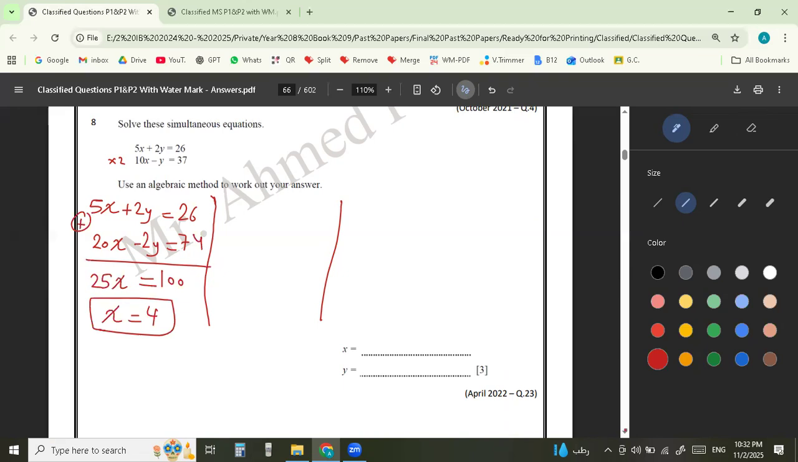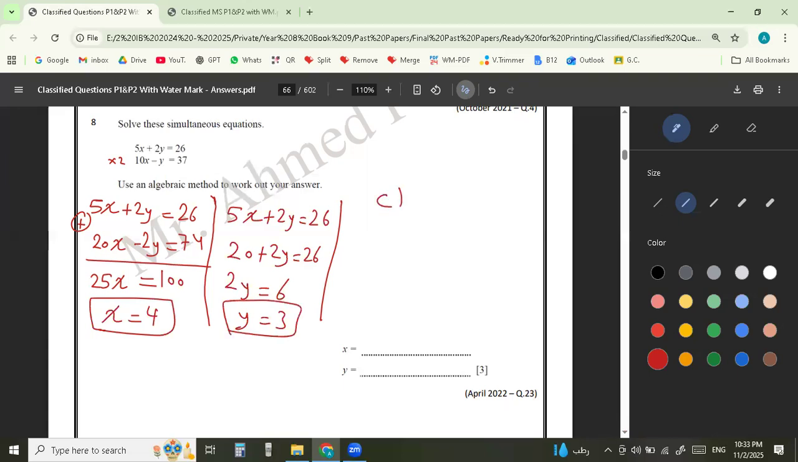How can I find the y? Substitute in the first equation. I got 5x plus 2y equals 26. Substitute x with 4. But 5 times 4 is 20 plus 2y equals 26. Send the 20 there with negative 20. But 2y equals 6. 26 minus 20 is 6. But y is 3.